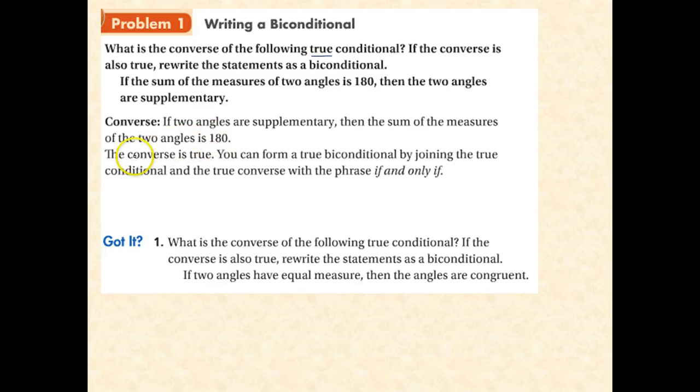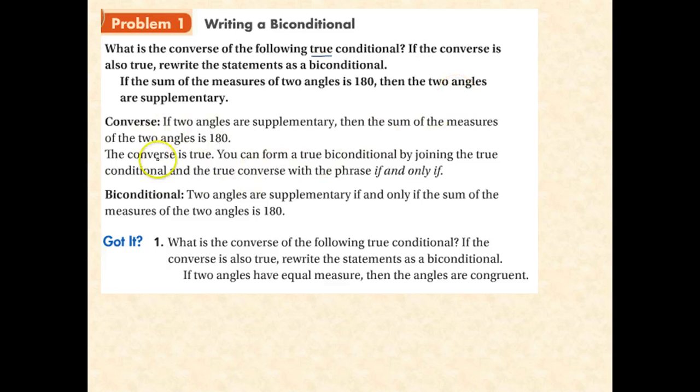So the converse is true, so you can make a biconditional statement by joining them together with if and only if. So you can say the sum of the measures of two angles is 180 degrees if and only if the two angles are supplementary. Or you can write it the other way: two angles are supplementary if and only if the sum of the measures of the two angles is 180 degrees. Alright, so try this one. Pause and push play when you're ready to see the answer.